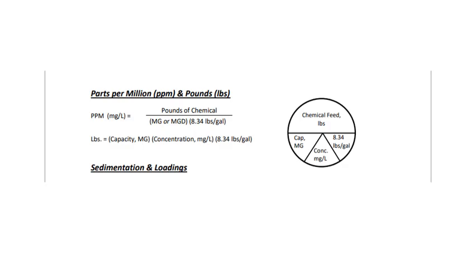The state of Florida provides you with a formula sheet when you test. So this is the pounds formula taken off the state of Florida's wastewater treatment formula sheet. So pounds is capacity, million gallons, times concentration, milligrams per liter, times 8.34 pounds per gallon. This looks similar. It's pretty much the Davidson pie chart.